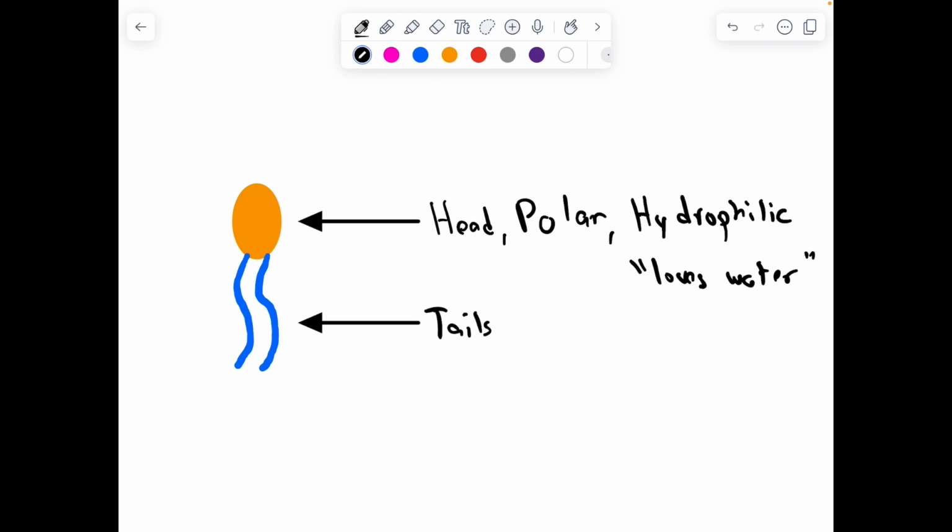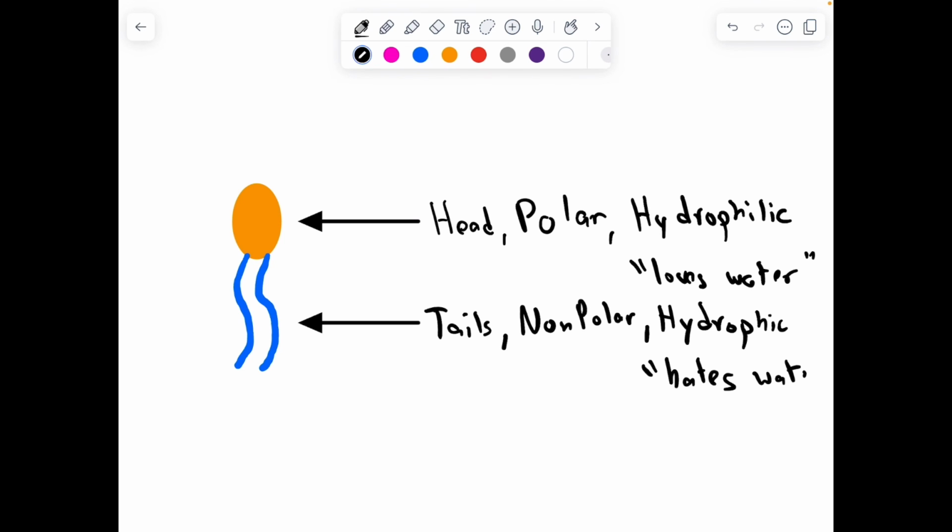The tails, however, are opposite to the head. The tails are non-polar, which makes the tails opposite of hydrophilic, which is hydrophobic. And hydrophobic basically translates to hates water. It's like one end of the phospholipid loves water and the other end hates water.